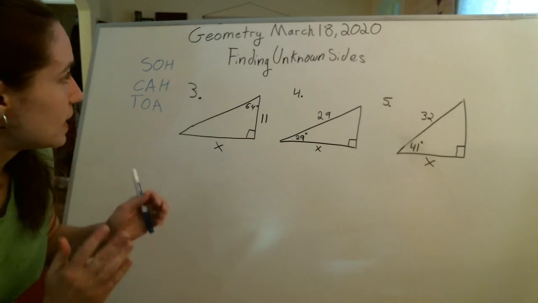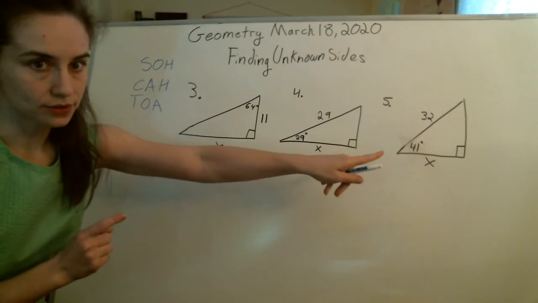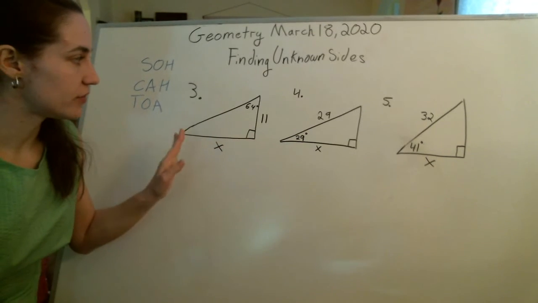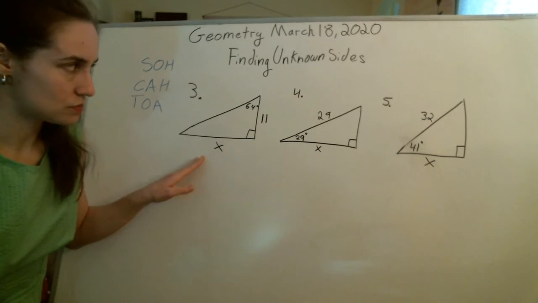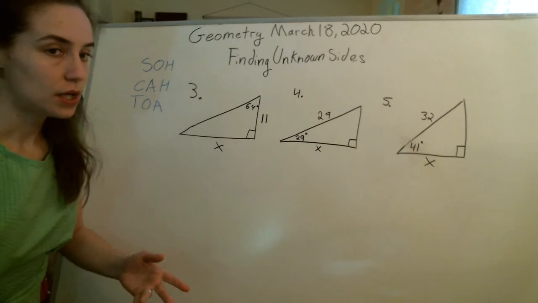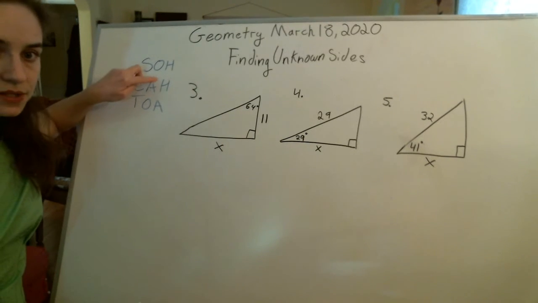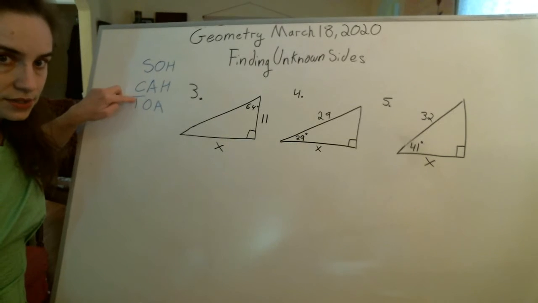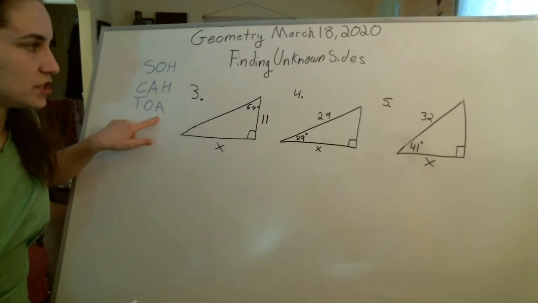All right, so our next task is when we have right triangles and sometimes we have an unknown side. We can't use the Pythagorean theorem here because we don't have the hypotenuse or another side. So we're going to use our trig functions. Remember that sine is opposite over hypotenuse, cosine is adjacent over hypotenuse, and tangent is opposite over adjacent.